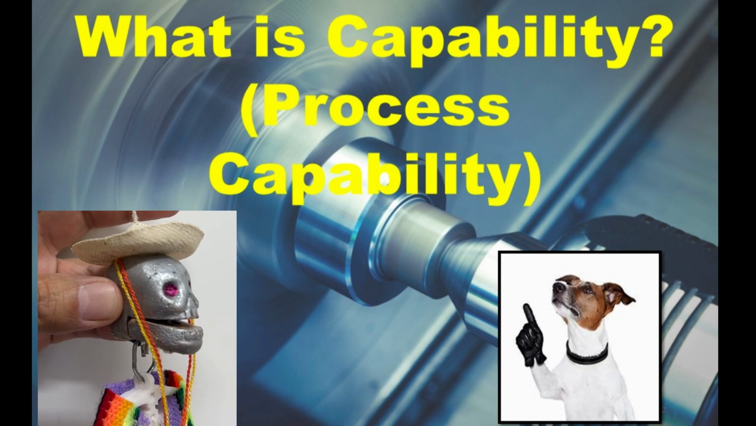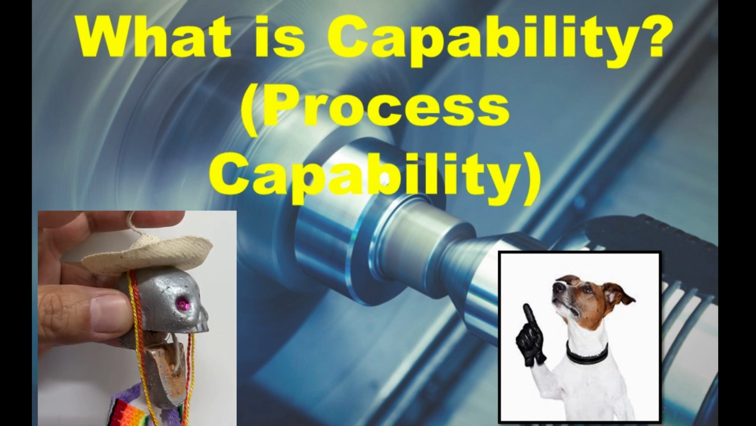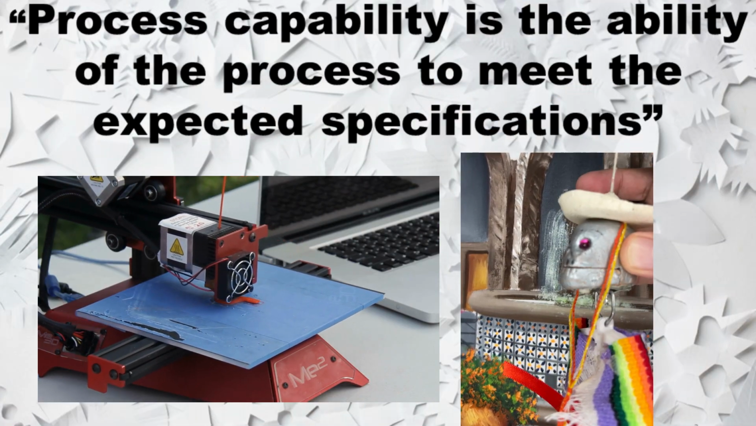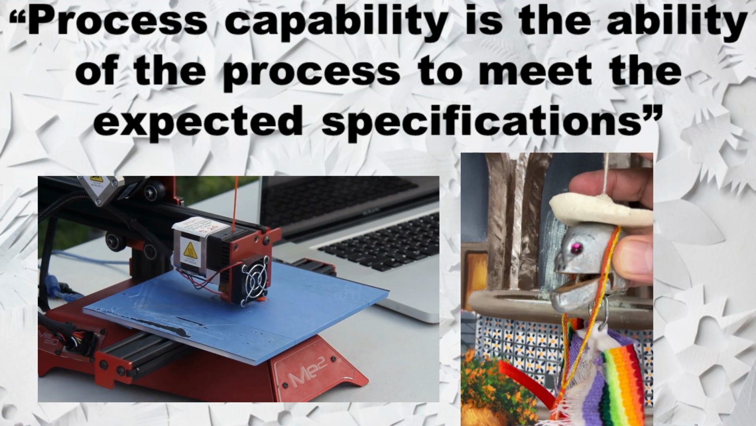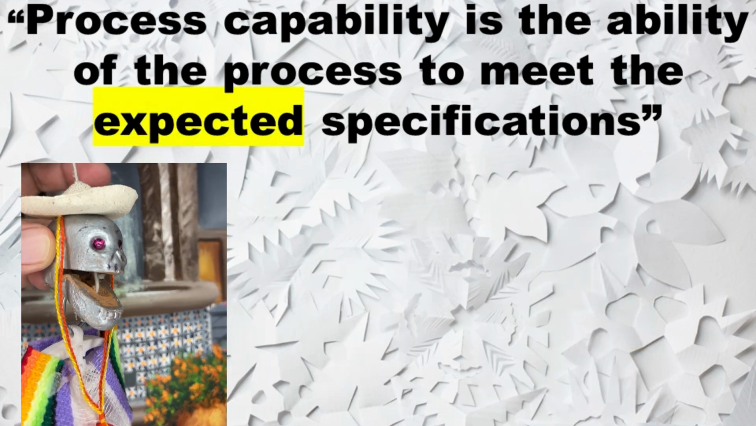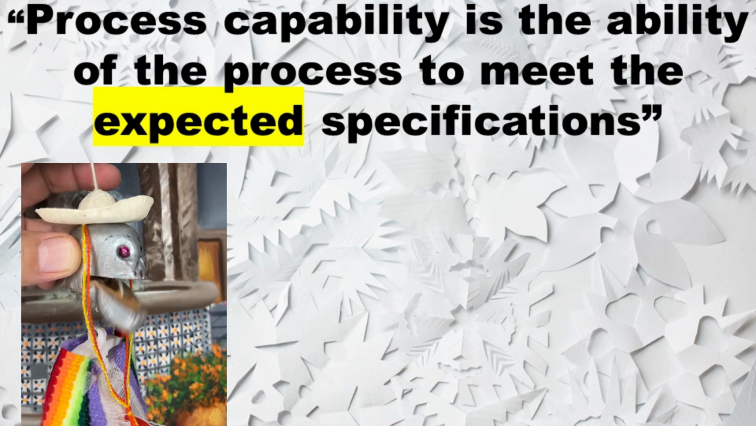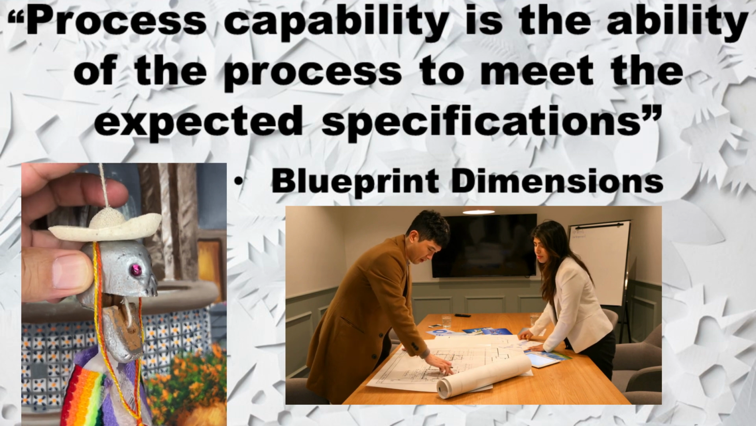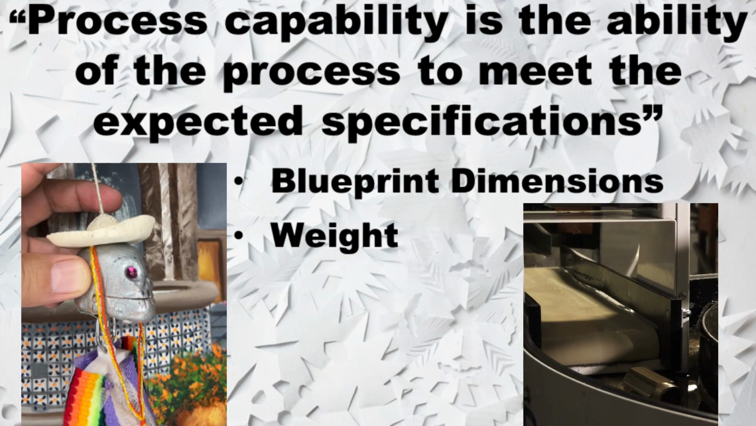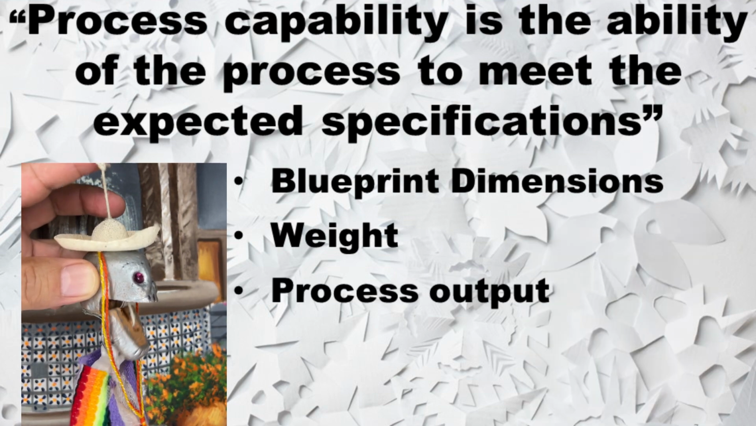Juan, what exactly is process capability? Good question. Allow me to explain. As we can see in this definition, process capability is the ability of the process to meet the expected specifications. The key word here is expected, because the expected specifications could be, for example, grouping dimensions, or the weight of the parts or components being produced, or any other output of your process.